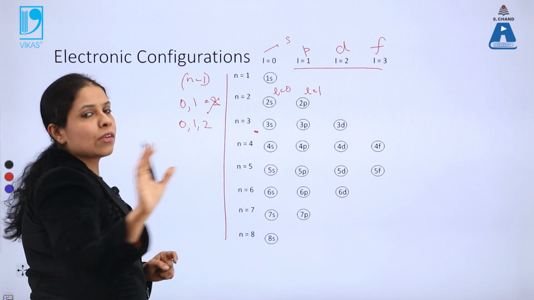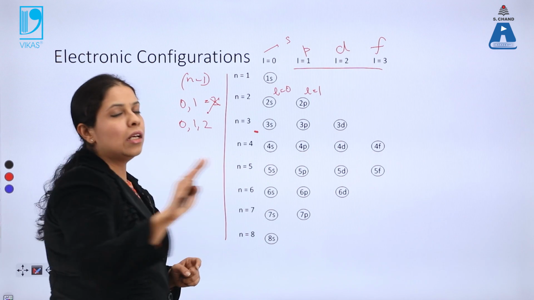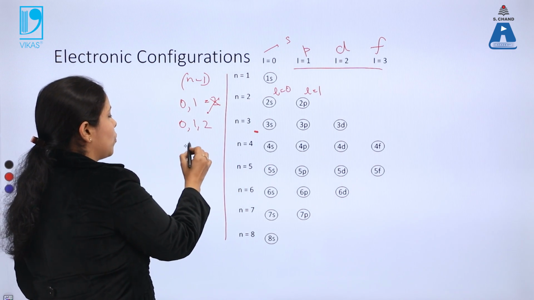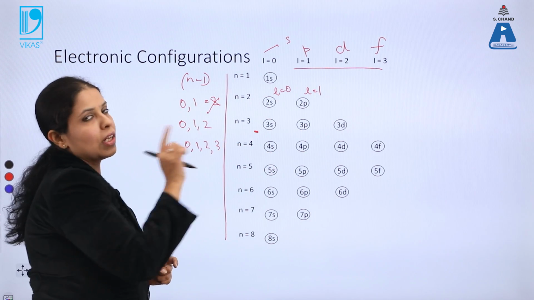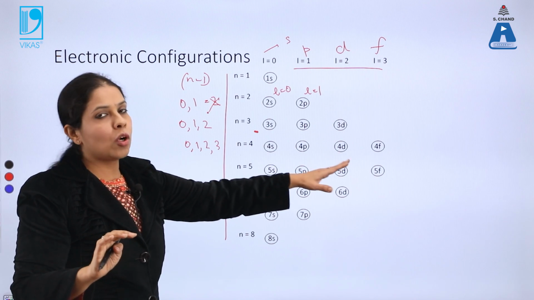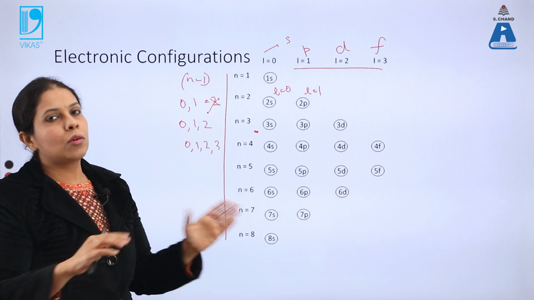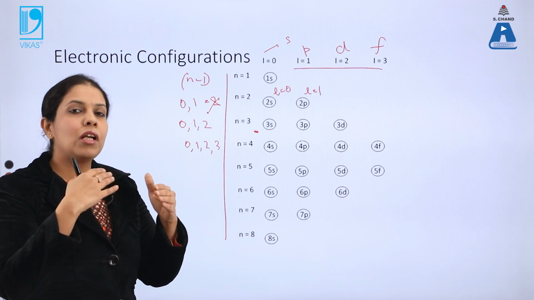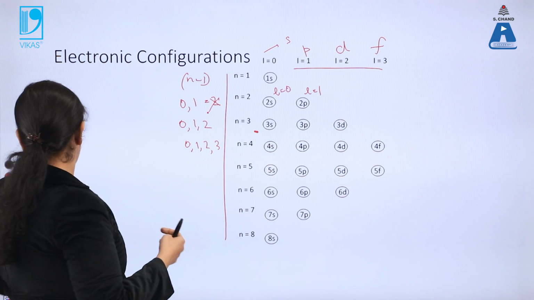l equals 3 is not possible. So only three orbitals will be there, 3s, 3p and 3d. 3f is not possible. When n equals 4, four values are possible, 0, 1, 2 and 3, because l always has to be less than n. So in that case, four orbitals are possible, 4s, 4p, 4d, 4f. This way you can calculate how many orbitals are possible and which have the lowest energy and which are the higher orbitals. So these are the levels which we are going to discuss.